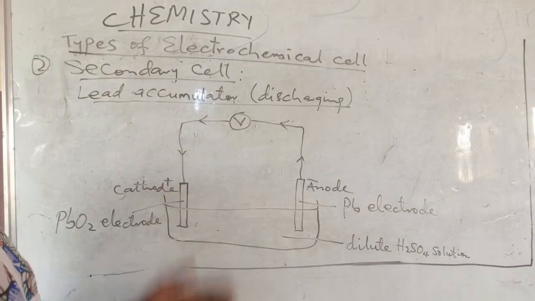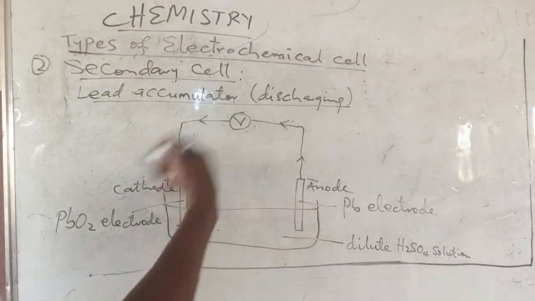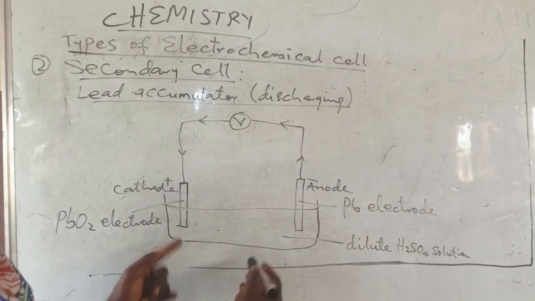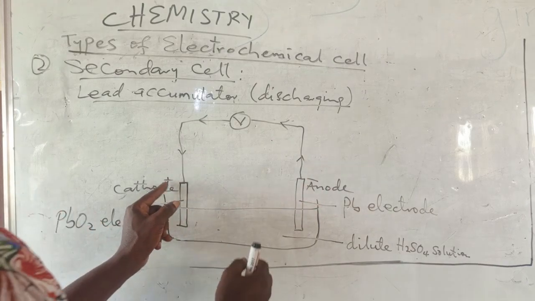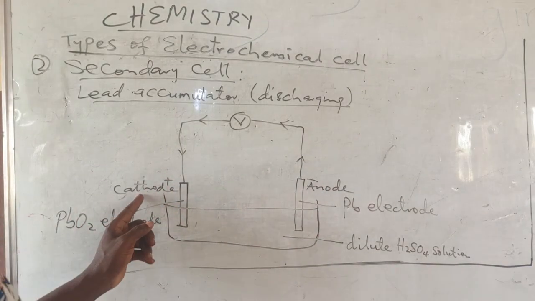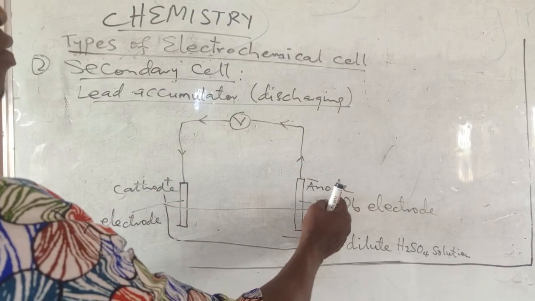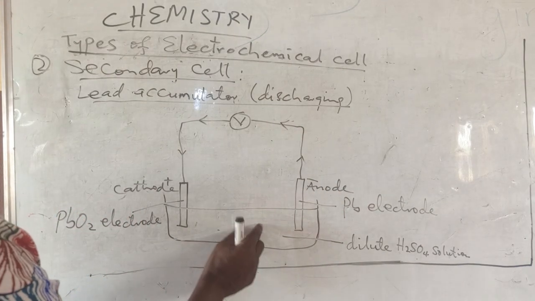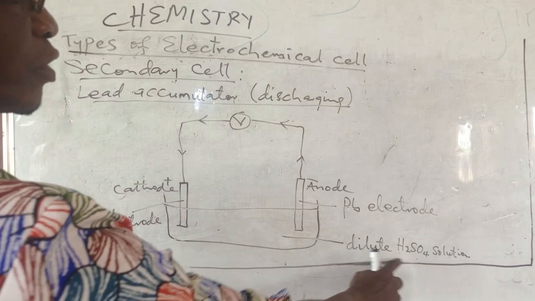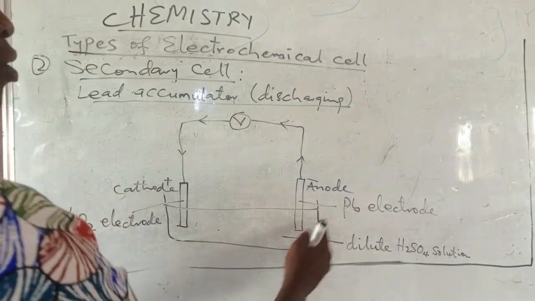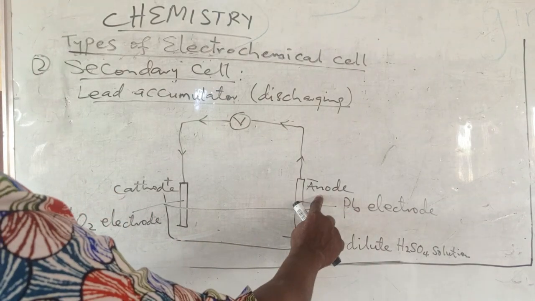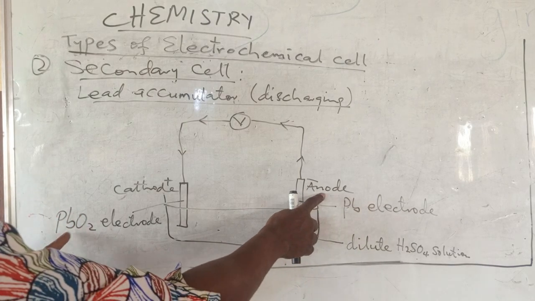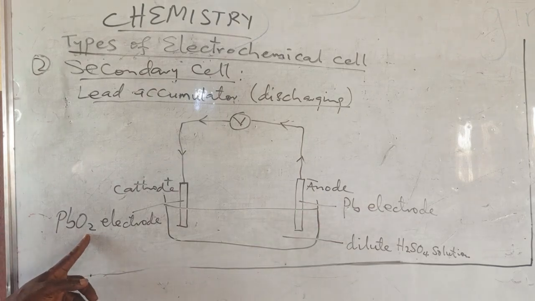So this is the lead accumulator. In the car battery, you have the casing, and you have two poles, positive and negative. The positive is the cathode, the negative is the anode. And then you have the electrolyte. Inside the electrolyte, you have this. This is the electrolyte. This is the anode, lead. Metallic lead is the anode. Lead(IV) oxide is the cathode.